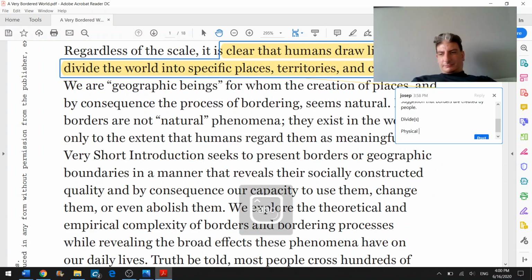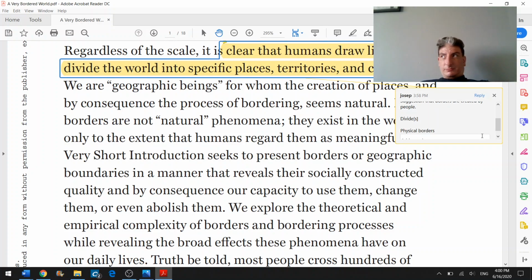Physical borders. And later on, in Engaging Borders and others, there's a distinction between a border and a boundary. The boundary being something that's invisible between people, and a border is a physical barrier between people. So that's the sort of difference between them.